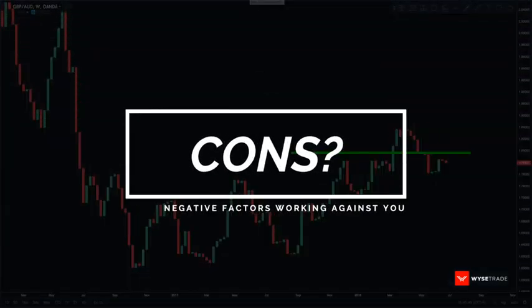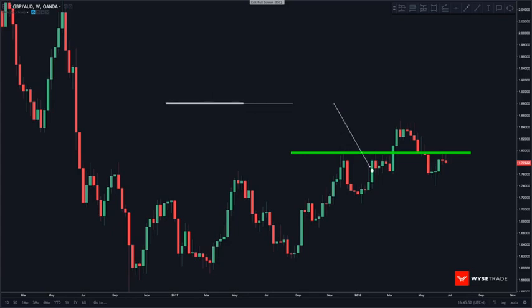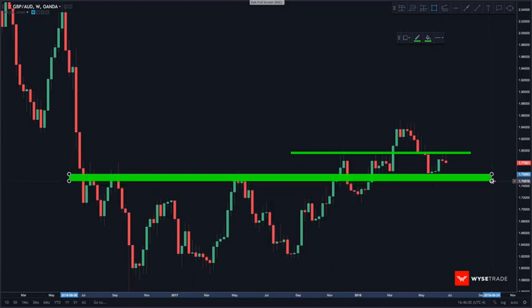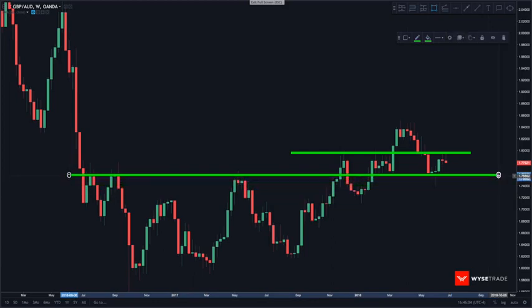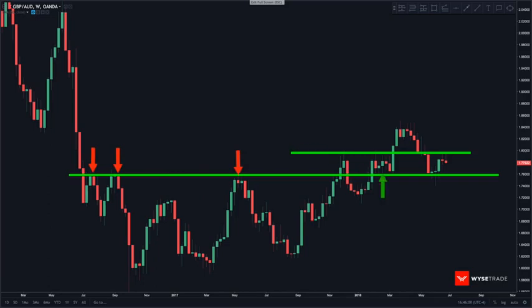Now, what do we have as cons or things working against us? We have this massive candle approaching this level of resistance, showing the heavy bullish presence. But also the bigger issue is that you would be trading right into this level of support here. Notice all the rejections. What this means is you are trading into a level where price could potentially bounce from.